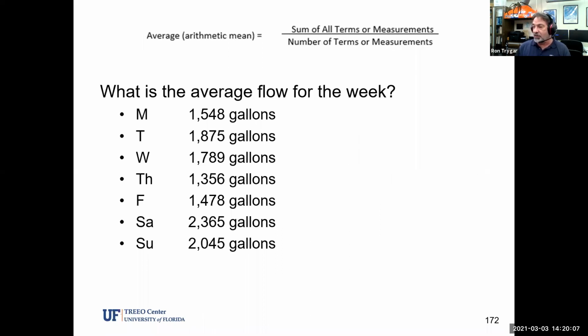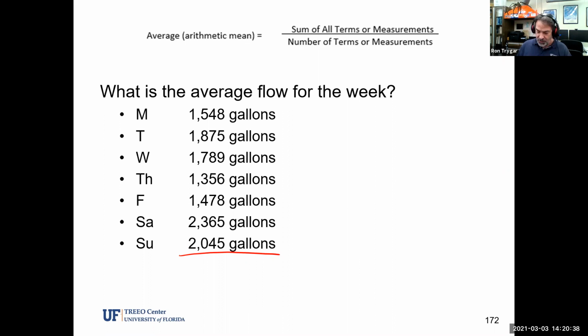So here are the average flows for a week of a water plant. What would the average be for the week? So you see numbers that are anywhere from, say, 1,356 all the way up to 2,365. These are all gallon figures. So all we really need to do here is add the 7 numbers together. And I'm going to go ahead and do that, and hopefully you guys are doing the same thing already.